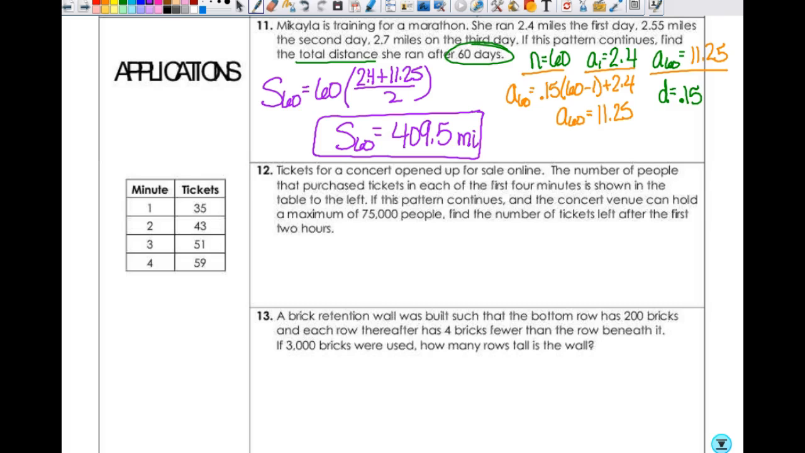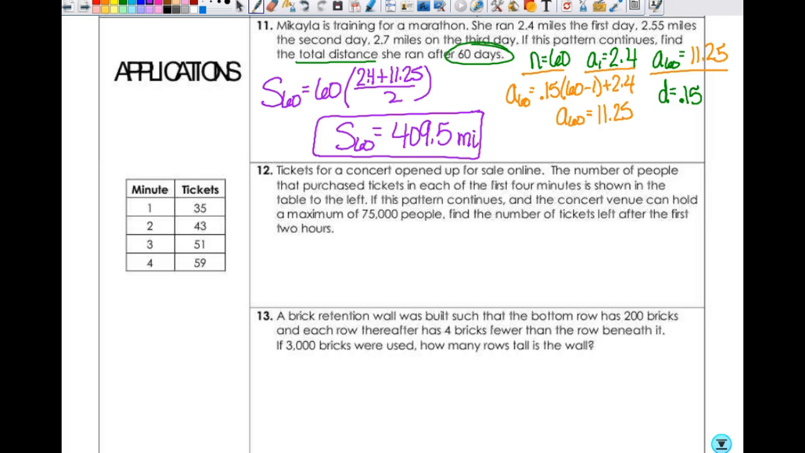Make sure you are actually finding these numbers as well, because there's still some people that are having some typing in the calculator issues, and I want to make sure that we get all that cleared up. We all good? All right, let's look at number 12.